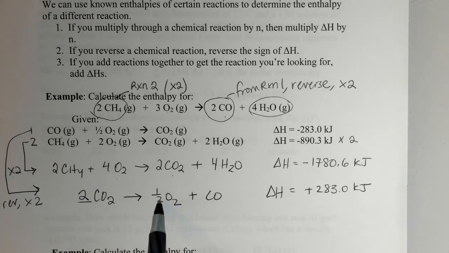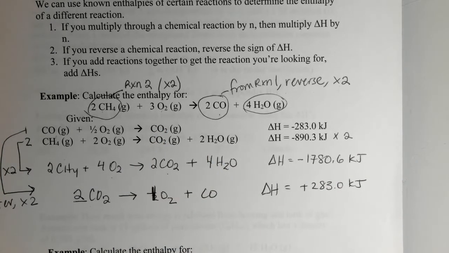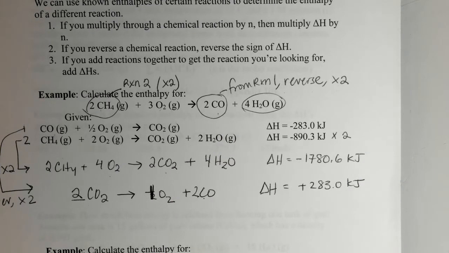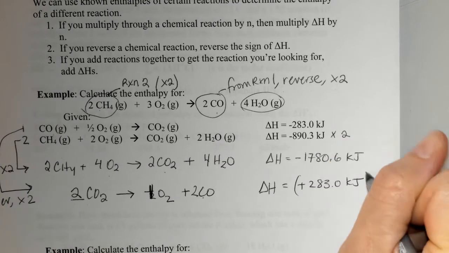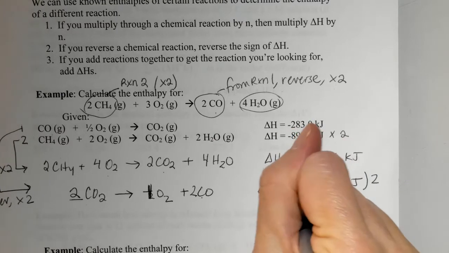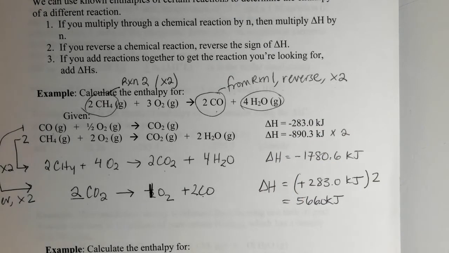1/2 times 2 means that that's going to become a 1. And 1 times 2 means 2 in front of the carbon monoxide. And that delta H here, we're going to multiply it by 2. So 283 times 2 is 566.0 kilojoules, keeping my 4 significant figures.